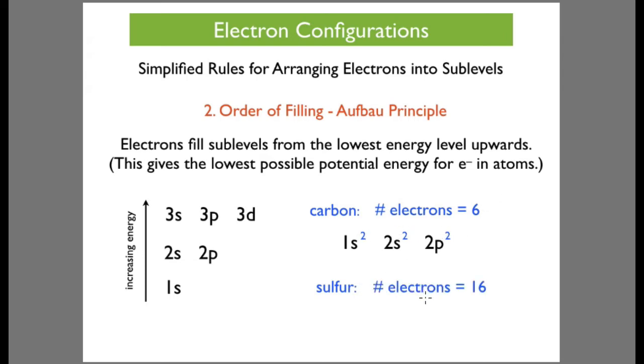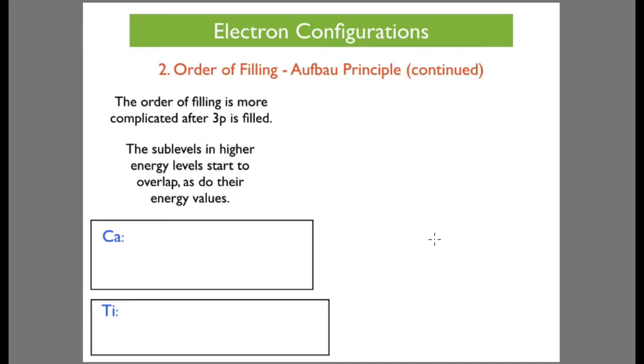Sulfur has 16, so it'll be 2 electrons in 1s, 2 electrons in 2s, 6 electrons in 2p, 2 electrons in 3s, and 4 electrons in 3p. The order of filling is more complicated after 3p is filled. The sublevels in higher energy levels start to overlap, as do their energy values.